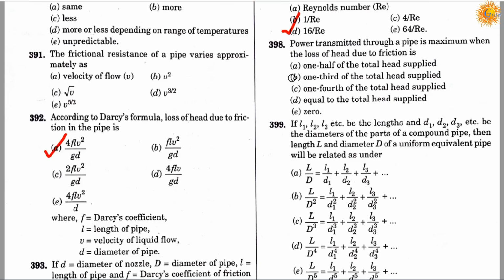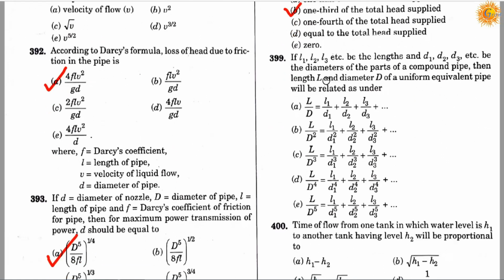Question number 398. Power transmitted through a pipe is maximum when the loss of head due to friction is: option A, 1/2 of the total head supplied; option B, 1/3 of the total head supplied; option C, 1/4 of the total head supplied; option D, equal to the total head supplied; and option E, 0. So the correct answer is B. It will be 1/3 of the total head supplied.